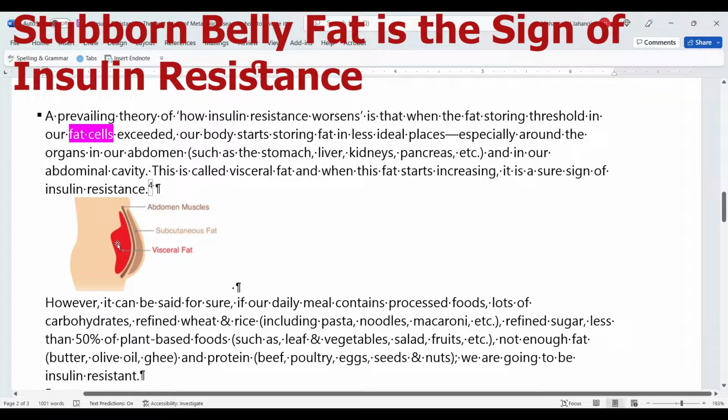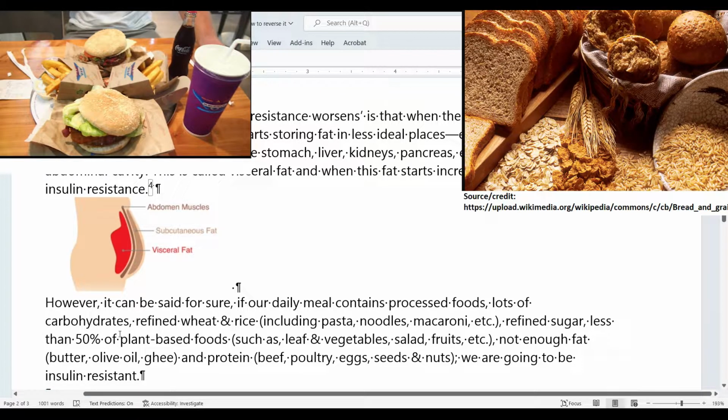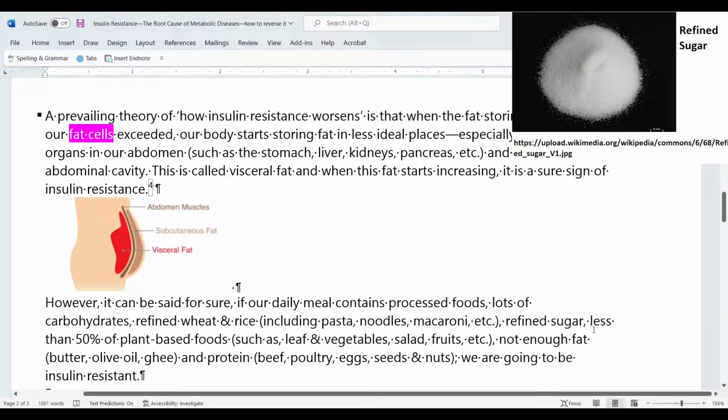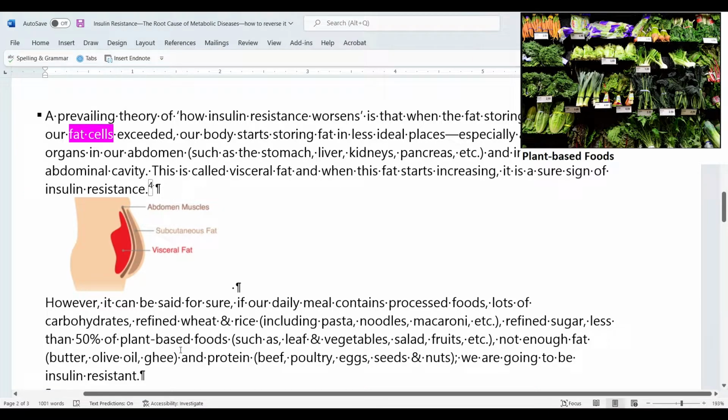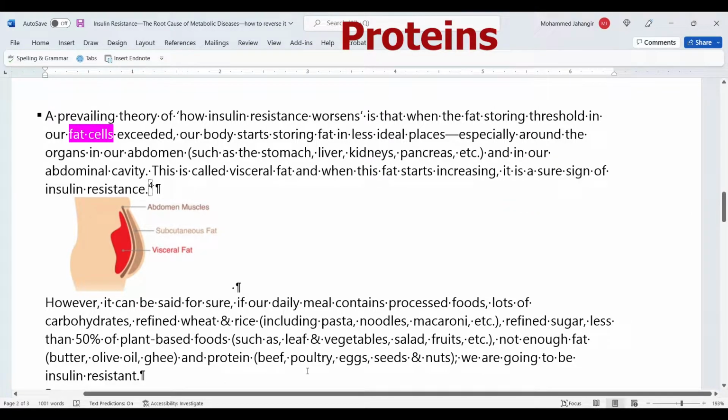This is visceral fat. However, it can be said for sure if our daily meal contains processed foods, lots of carbohydrates, refined wheat and rice, including pasta, noodles, macaroni, etc., refined sugar, and less than 50% of plant-based foods such as leaves, vegetables, salad, fruits. Not enough fat, butter, olive oil, ghee, and protein, beef, poultry, eggs, seeds, and nuts. We are going to be insulin resistant.